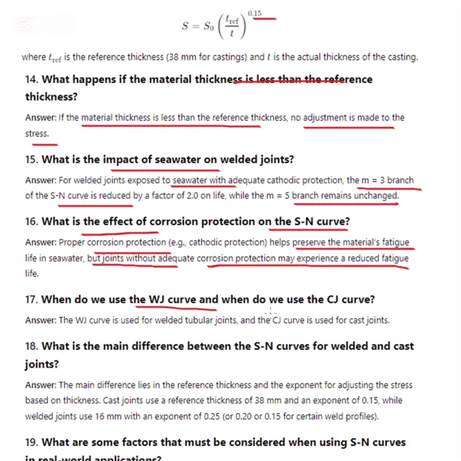When do we use WJ curve? When do we use CJ curve? WJ curve is used for welded joints and the CJ curve is used for cast joints. What is the main difference between the SN curves of welded and cast joints? The difference lies in the reference thickness and the exponent for adjusting the stress based on thickness. Cast joints use a reference thickness of 38 mm with exponent 0.15, while welded joints use 16 mm with exponent 0.25.